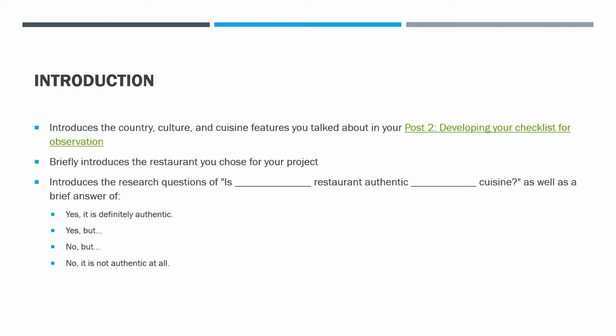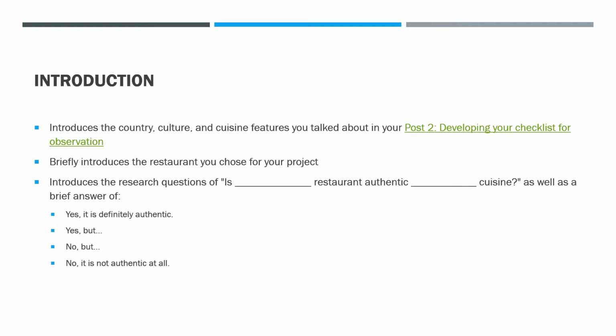We want to then briefly introduce the restaurant you chose for your project. So you don't have to give a lot of details here, but you'll want to say their name, what city they're in, what cuisine they're representing, and maybe a very few tidbits or small sentences about why you chose that restaurant. So think back to your proposal when you said why this restaurant was interesting to you or why the cuisine was interesting to you and what led you to choose the restaurant.